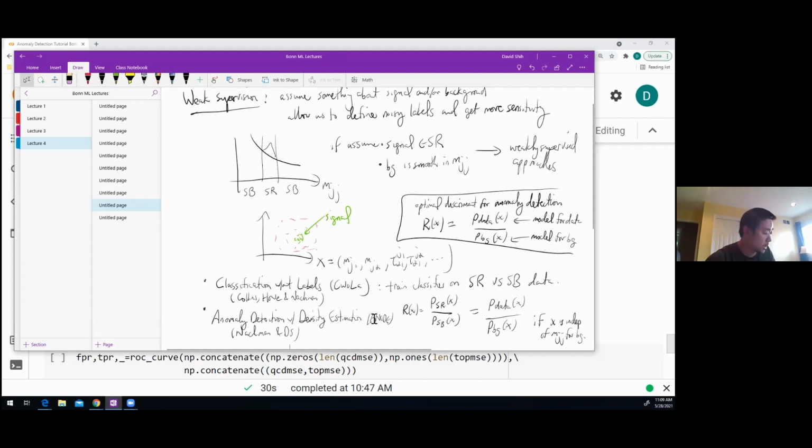It involves something called density estimation. So it attempts to learn the numerator and the denominator of this likelihood ratio directly from the data instead of a classifier. Okay. So it's not likelihood-free inference, but that makes it maybe less prone to mistakes in the modeling of the data. However, it allows you to relax this assumption that these features are independent of MJJ.